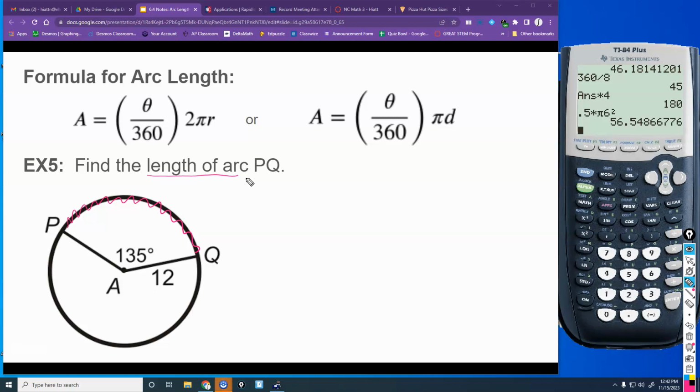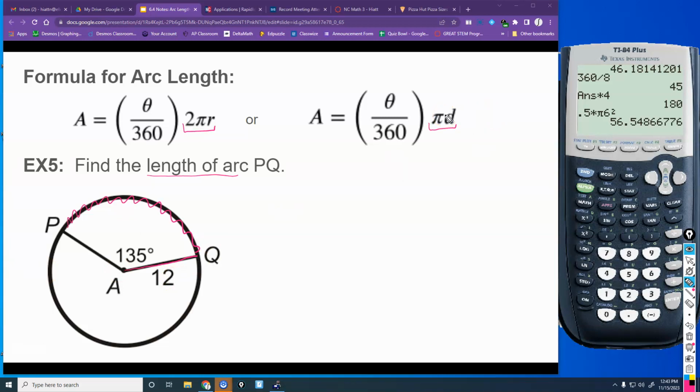So there are 2 different formulas you can use for arc length, depending on which formula you use for circumference, right? Because it's just a fraction of your circumference. 2 pi r or pi times diameter, those are just our formulas for circumference. For this particular problem, I would use the first one because they give you the radius. Although it's not very difficult to double that radius and use the second one if you prefer.